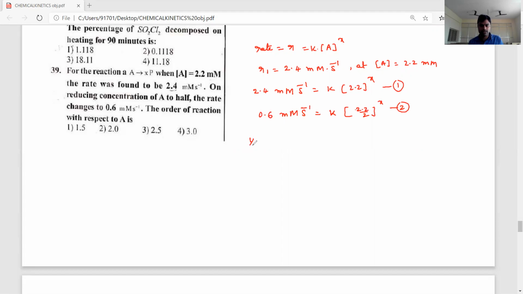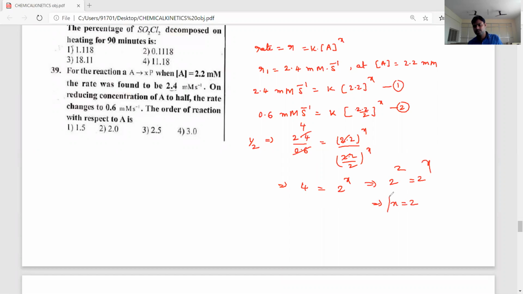Then we solve these equations by dividing 1 by 2. 2.4 by 0.6 is equal to 2.2 whole power x by 2.2 by 2 whole power x. The 2.2 will cancel, giving 4 is equal to 2 power x. Then 4 is nothing but 2 square, equal to 2 power x. Then x is equal to 2, which means the order with respect to A is 2.